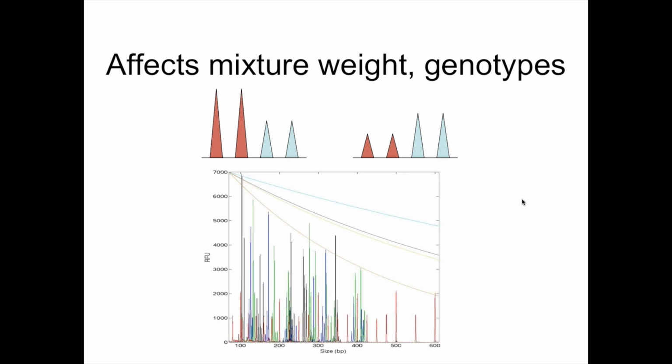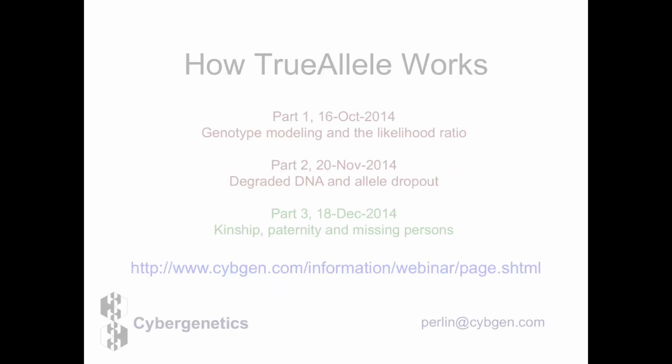But when there is a different amount of degradation between the different contributors, which we do see, not half the time, but certainly more than 10% of the cases that we look at, then the computer can determine those differential rates of degradation.